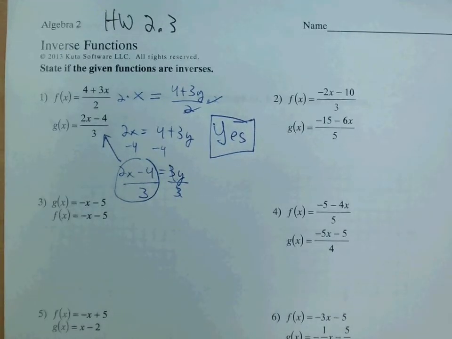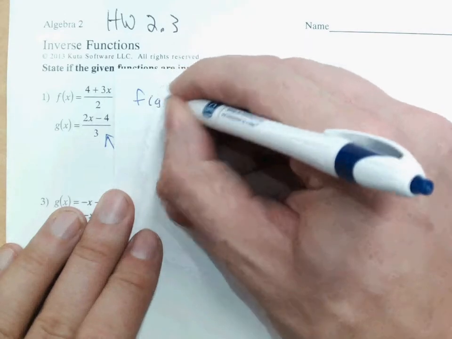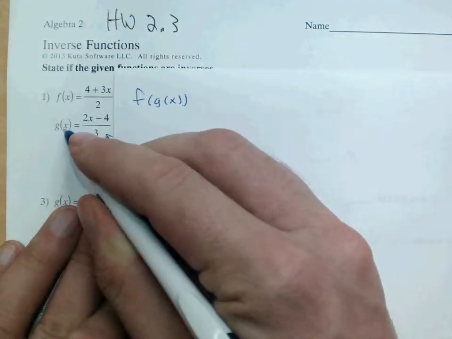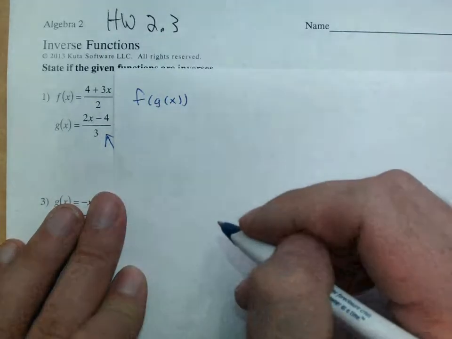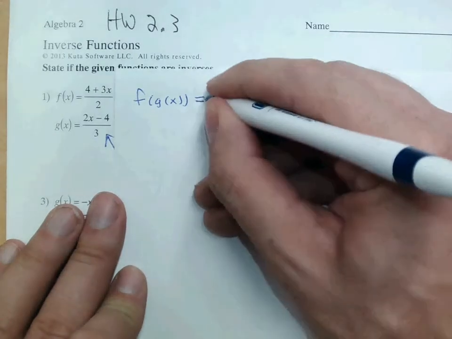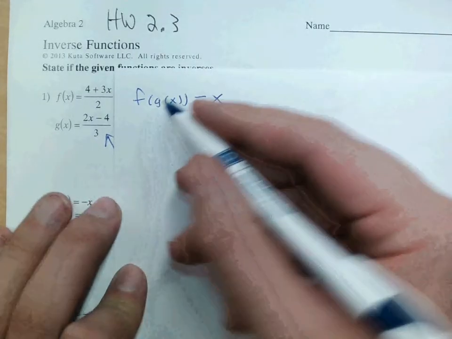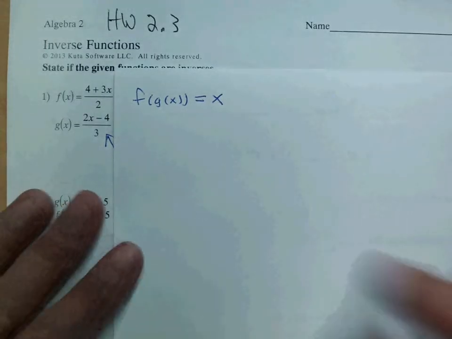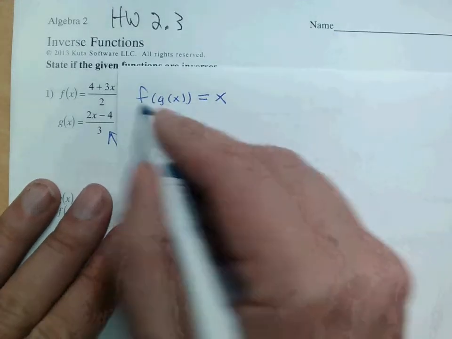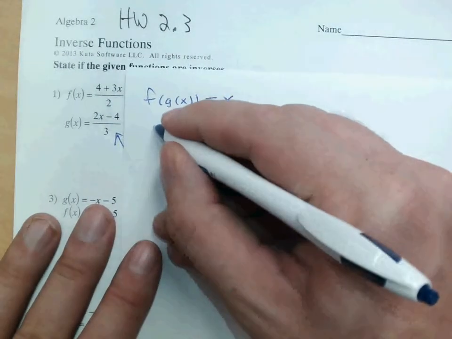Now there's another way we could have done that, and I want to show you. One way you can do it is you can see, is f of g of x, which means if you plug the possible inverse function into the original function, does it give you back the original input, which would be x? So remember that inverse functions will take the outputs of a function and give you back the input. So if you plug the entire function in, you can see, does it give you back the original? And let's see what happens if we do that.